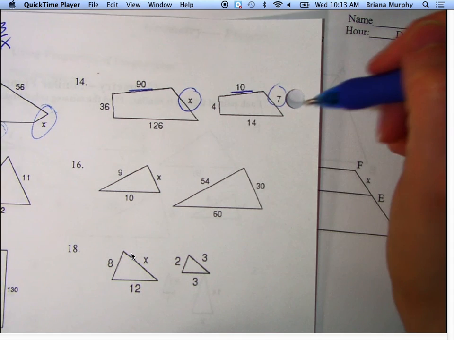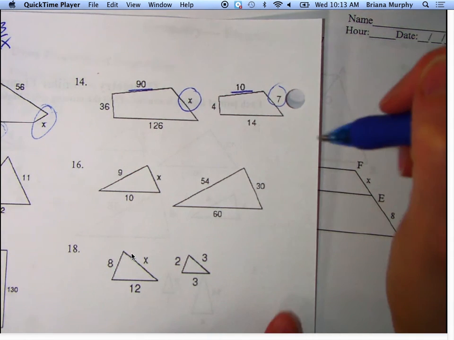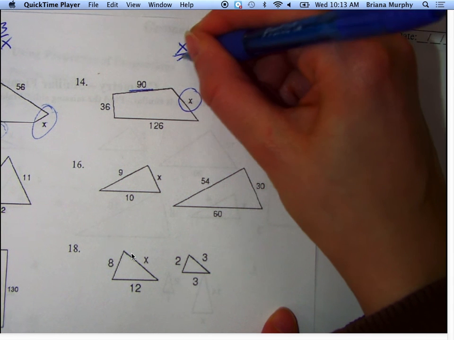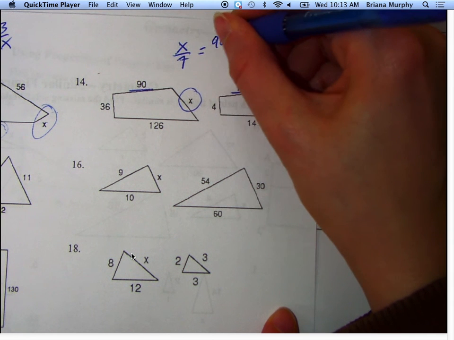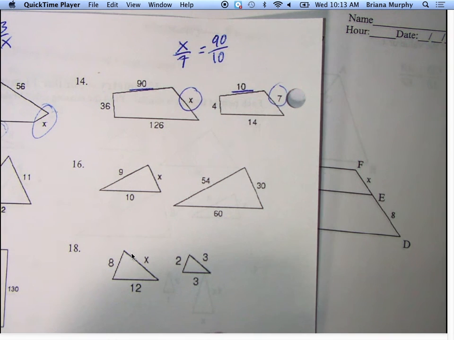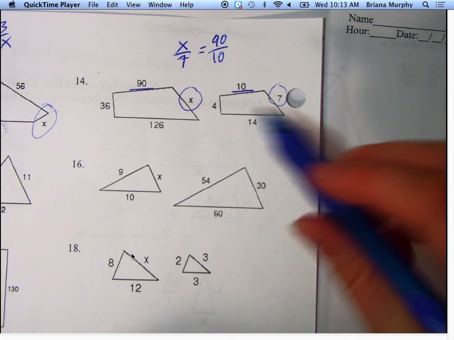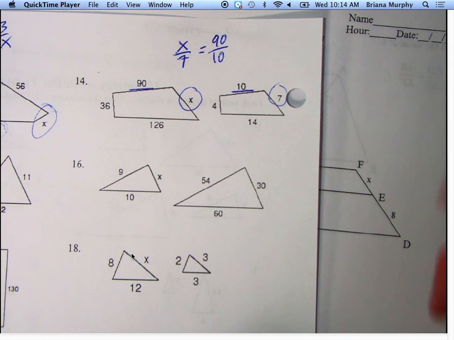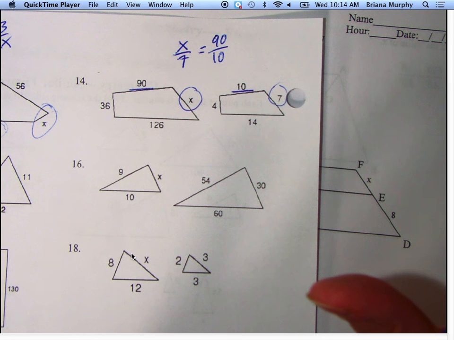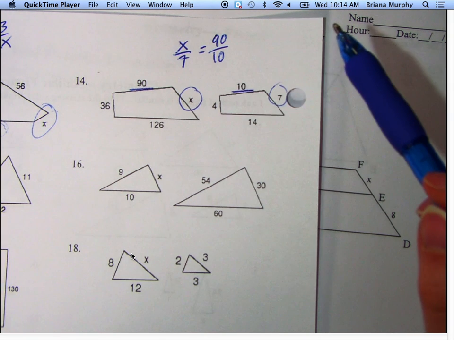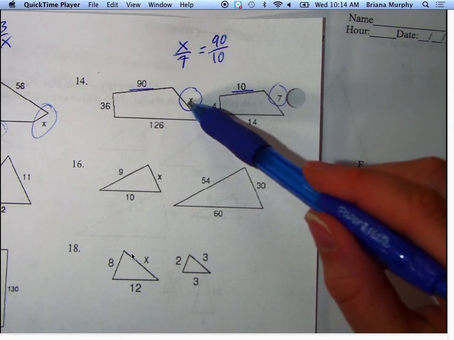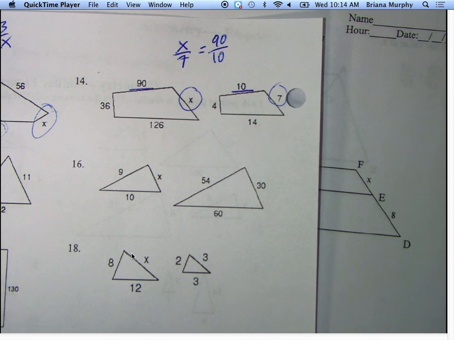Does it matter which side I'm picking? No, as long as they're corresponding. So I'm going to say x over 7 equals 90 over 10. Okay, and then just cross multiply. It's just you don't need to use all of those sides, you're just picking. I'm going to say this out loud, but I'm not going to write this down, so you're not confused, but I want to make sure you know this is true. You could do x over 90 equals 7 over 10 and get the same thing. 90 times 7 divided by 10.